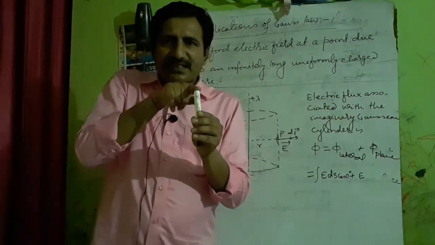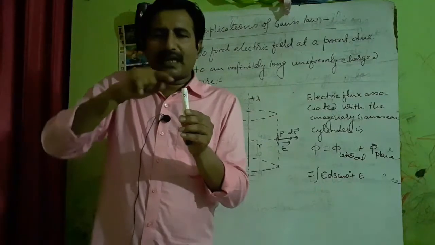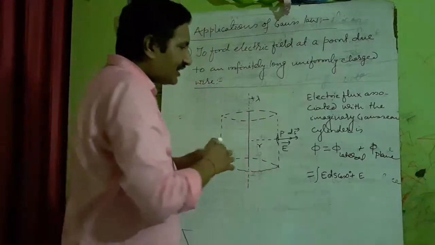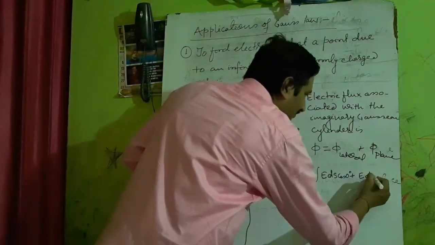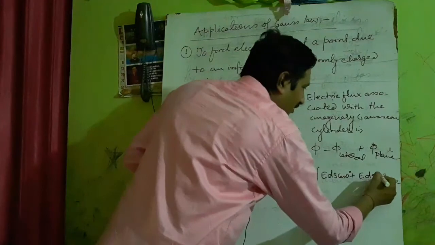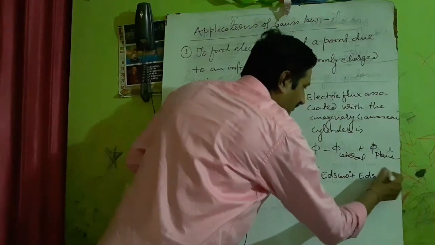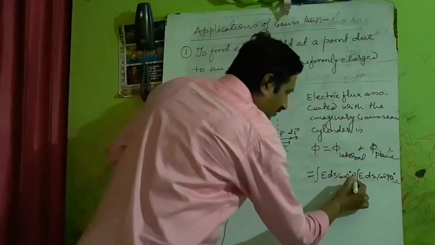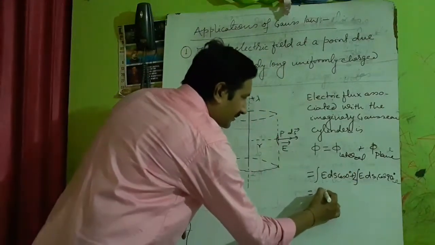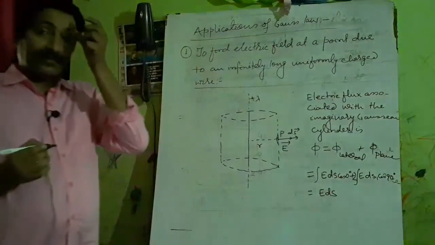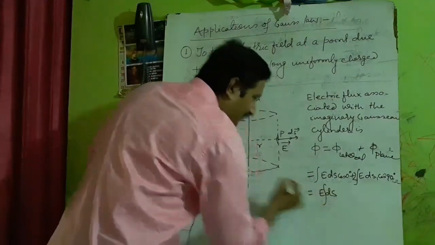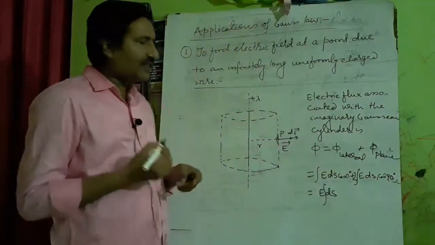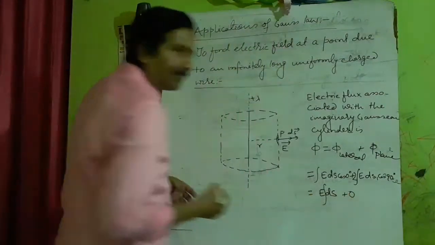Means electric field is tangential to the plane and normal means perpendicular. So what will be the angle? 90 degree, means it will be E ds cos 90 degree. You integrate it for these two surfaces. So this is E ds. E is constant, so ds will be integrated. This is cos 90 degree. Cos 90 degree is 0. So this is equal to 0.